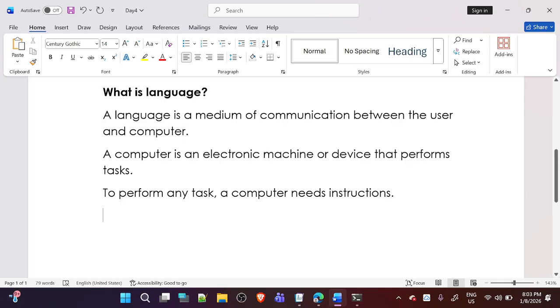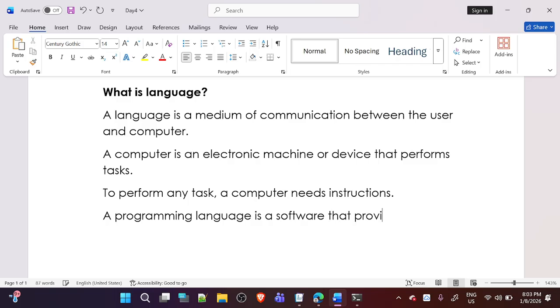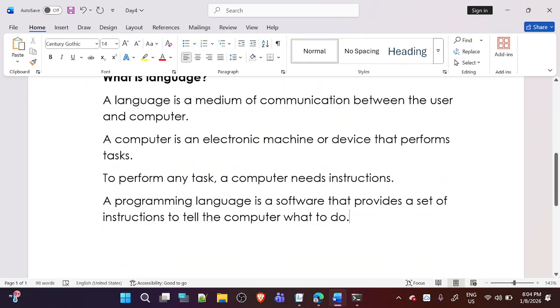The solution is a high level language, or we can say a programming language, which is human understandable. Python is an example of a human understandable language. What I'm trying to say here is, a programming language is a software that provides a set of instructions to tell the computer what to do. So a programming language is a software.